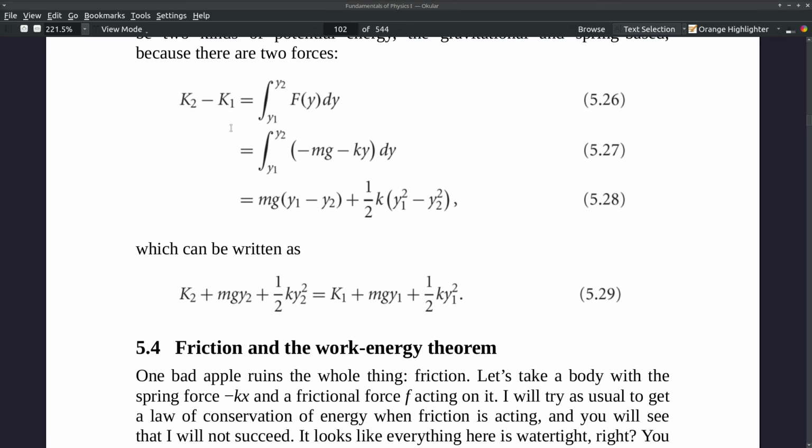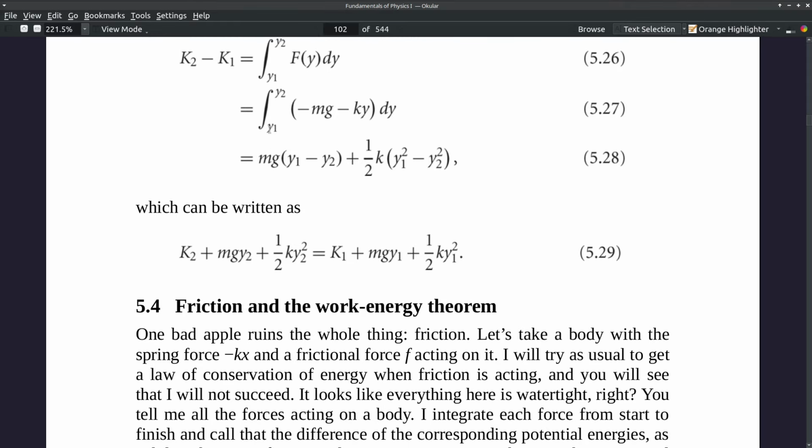This equals the integral from y1 to y2 of negative mg minus ky dy, because that is the function. And then when you simplify that, you end up with mg times y sub 1 minus y sub 2 plus 1/2 k times y sub 1 squared minus y sub 2 squared, which can be written as K sub 2 plus mg y sub 2 plus 1/2 k y sub 2 squared equals K sub 1 plus mg y sub 1 plus 1/2 k y sub 1 squared.